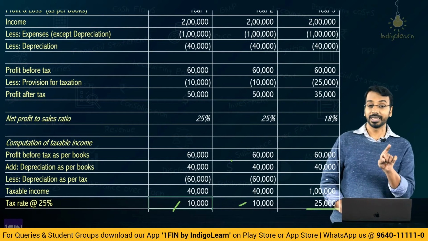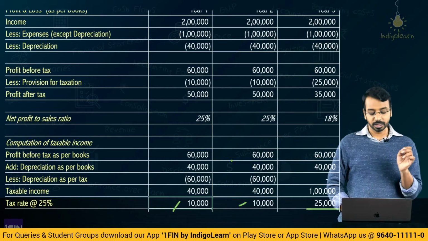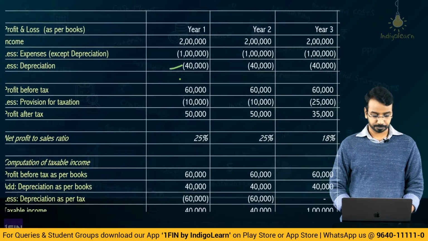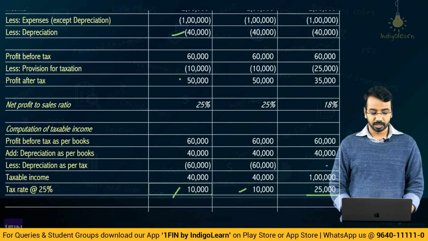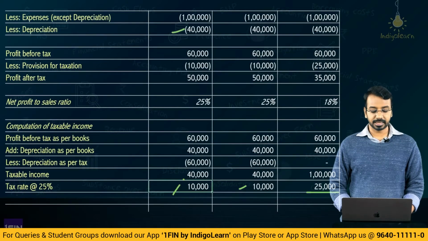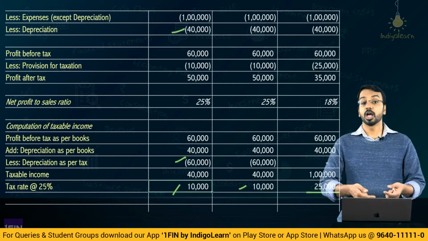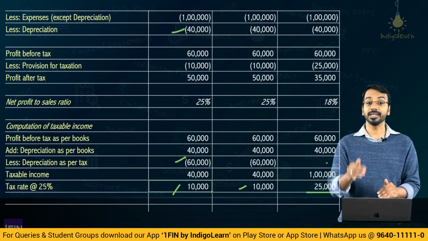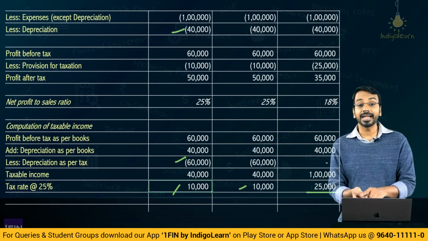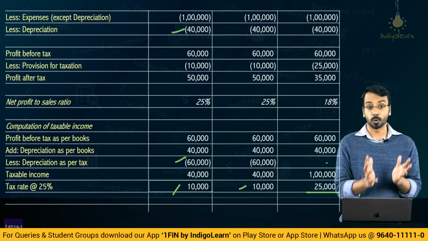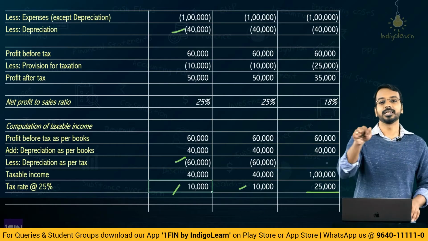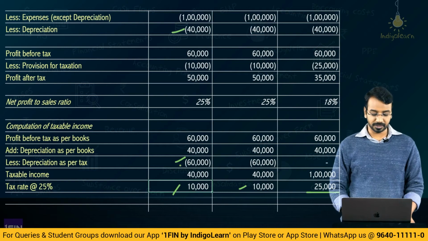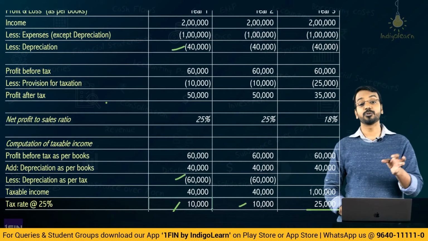I'll explain the logic first from the income approach, then I'll come to the balance sheet approach. What the standard says is, you recognize depreciation of 40,000 here in the books, right? And you recognize depreciation of 60,000 as per tax, because of which you are paying less tax today. You are paying less tax today, and in the future you will pay a higher tax. So there is a liability in the future recognized today because the income pertains to the current year. So this difference of 20,000, for that we need to recognize the expense.